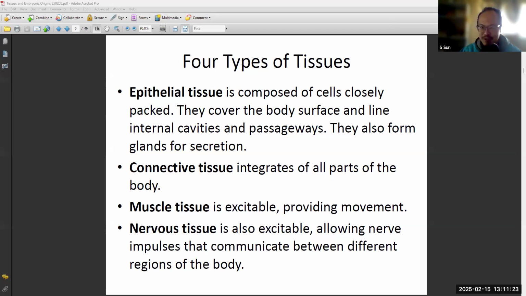Right, so let's get started. We are going to look into four types of tissues. They are epithelial tissues, connective tissues, muscle tissues, and nerve tissues. What you need to know is what their features are.